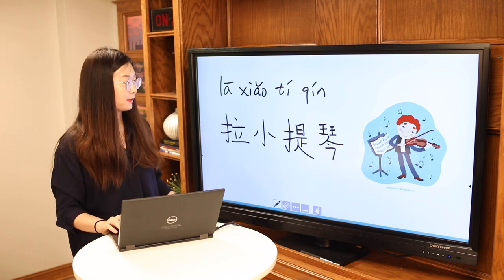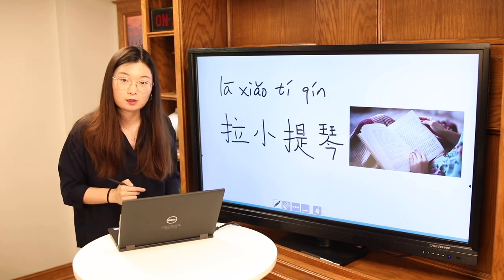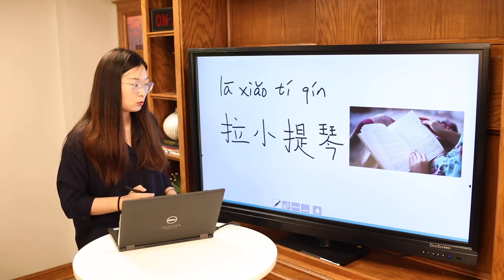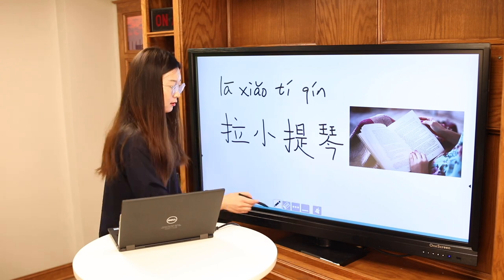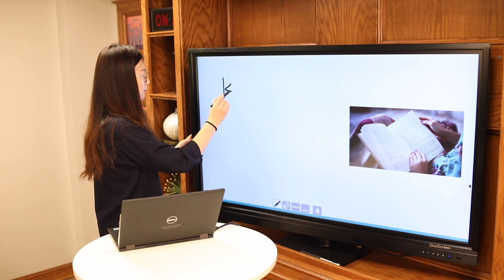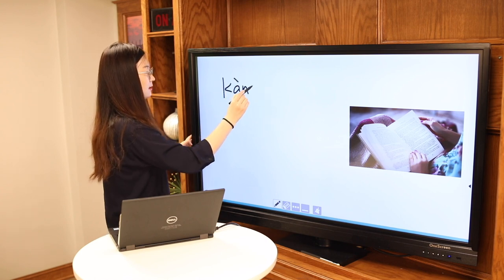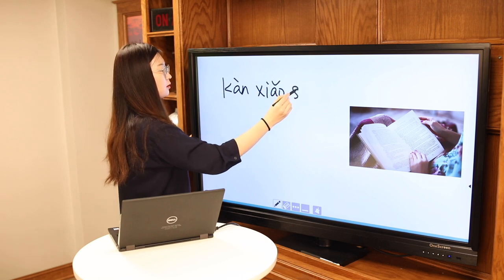Next one. Kan xiao shuo. So kan xiao shuo. Read novels. Kan xiao shuo. The pinyin first. Kan xiao shuo.